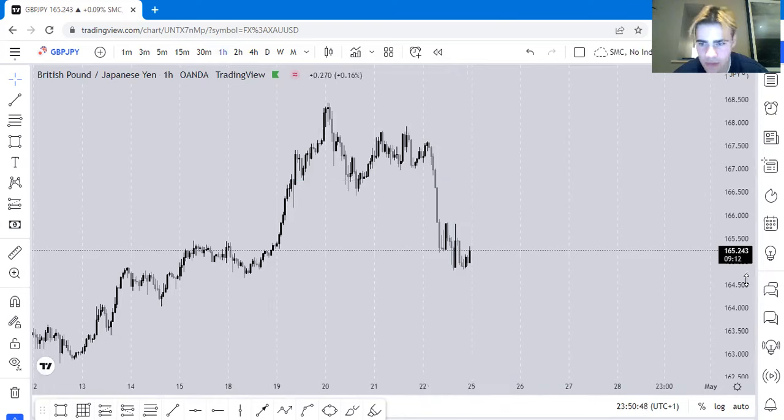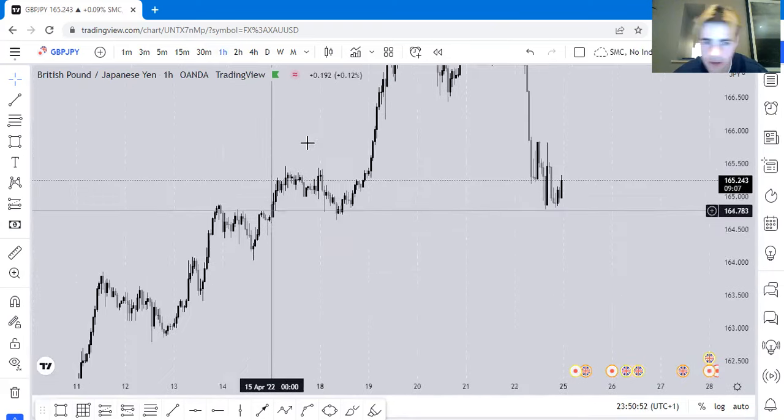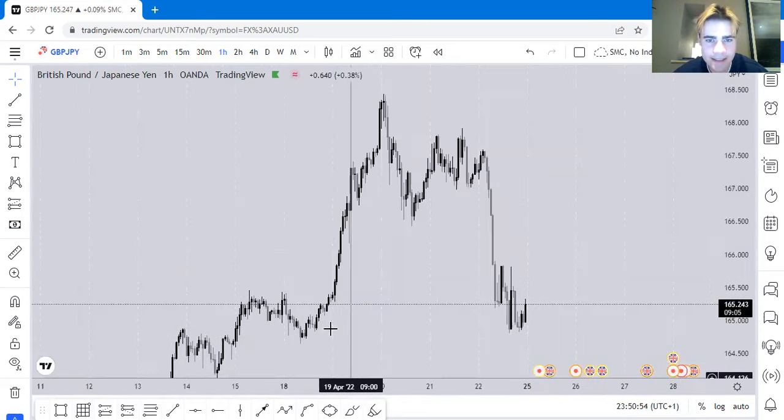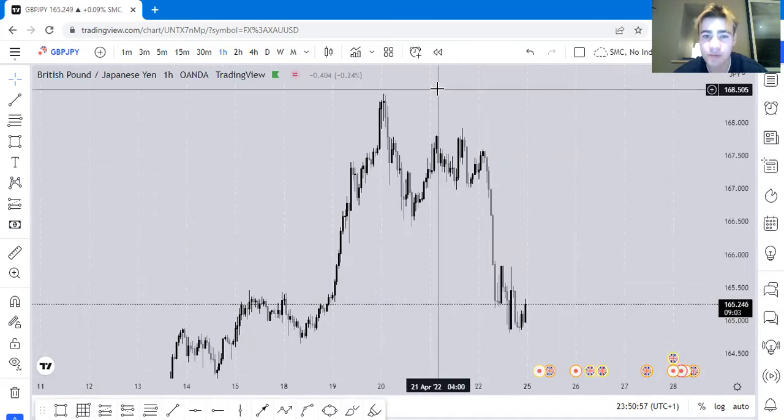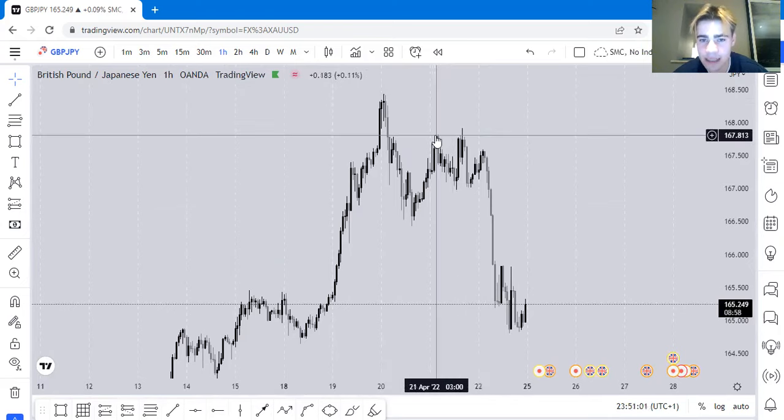Jump onto the 1 hour. We can see that in further breakdown and depth. We can see higher highs, higher lows, higher highs, higher lows, but we don't break up here to get higher highs again. We make lower highs.